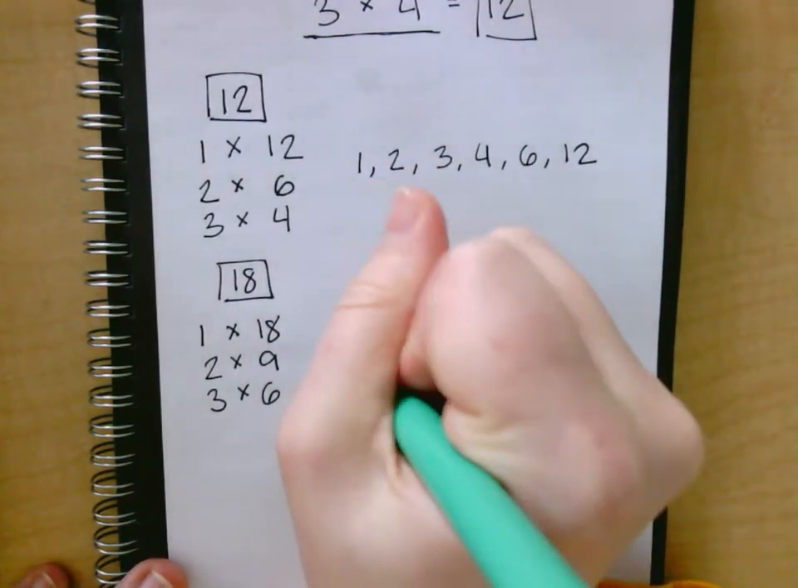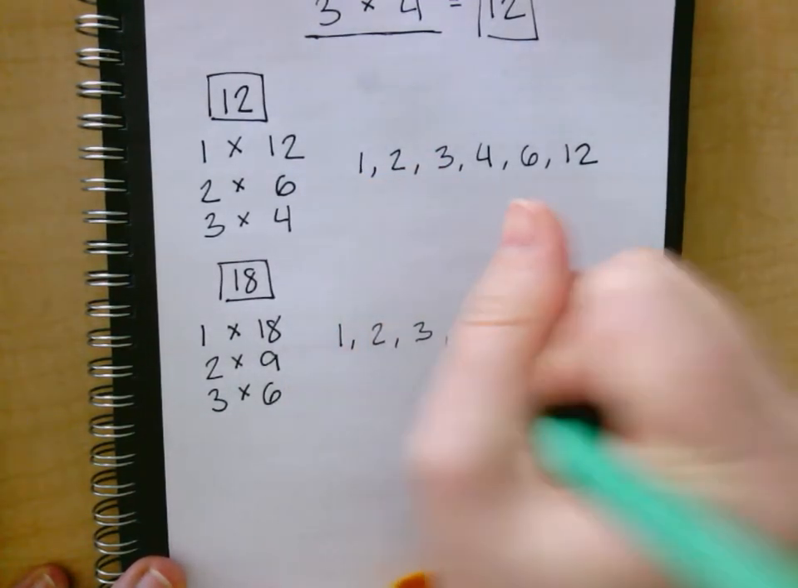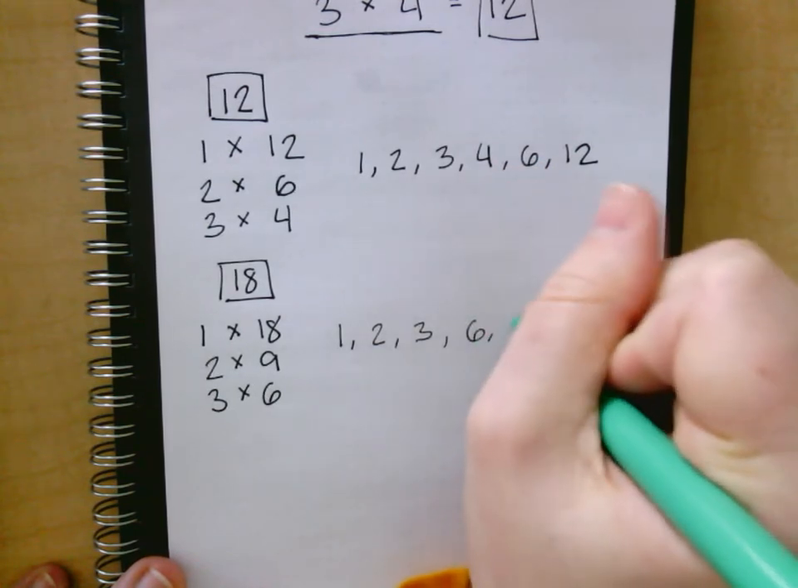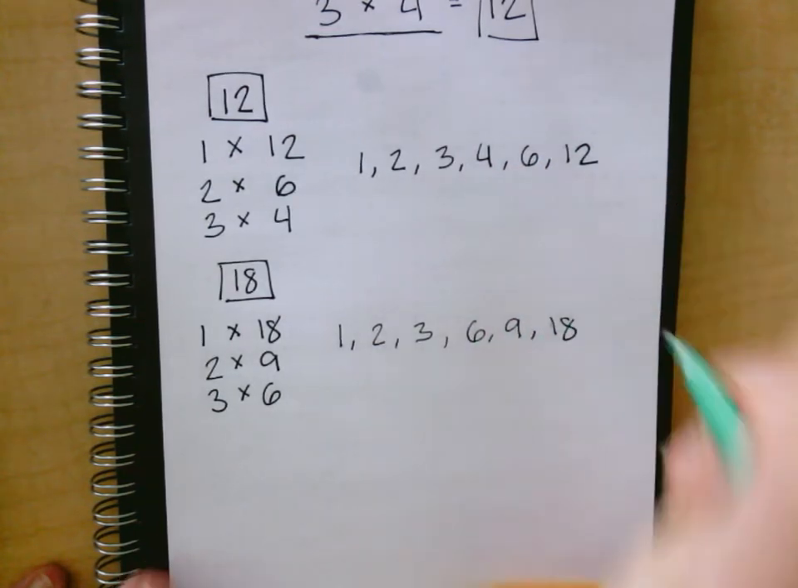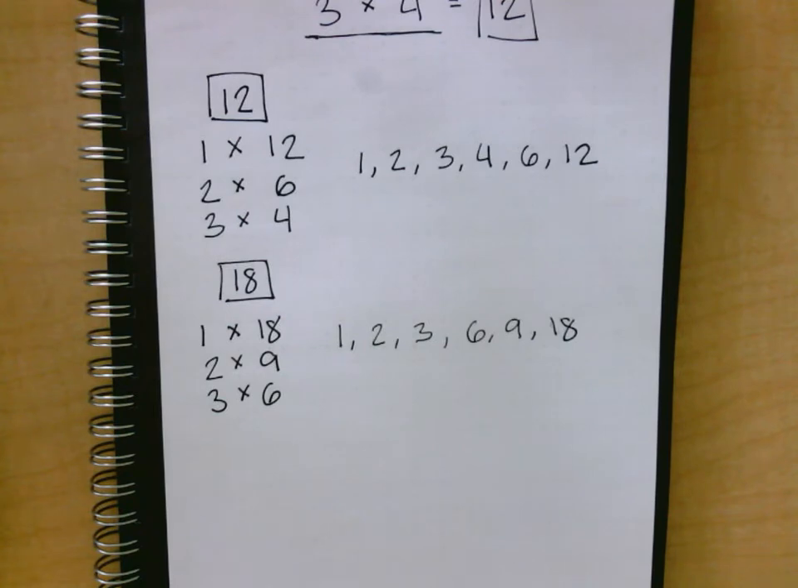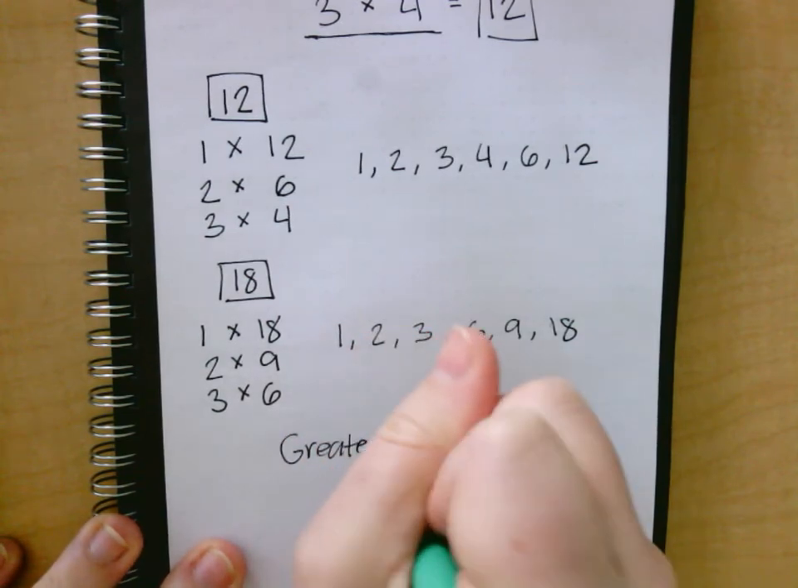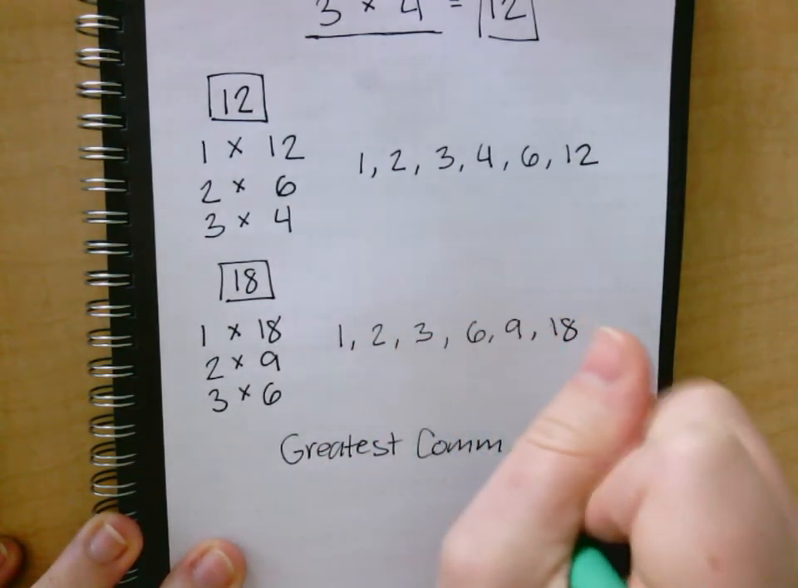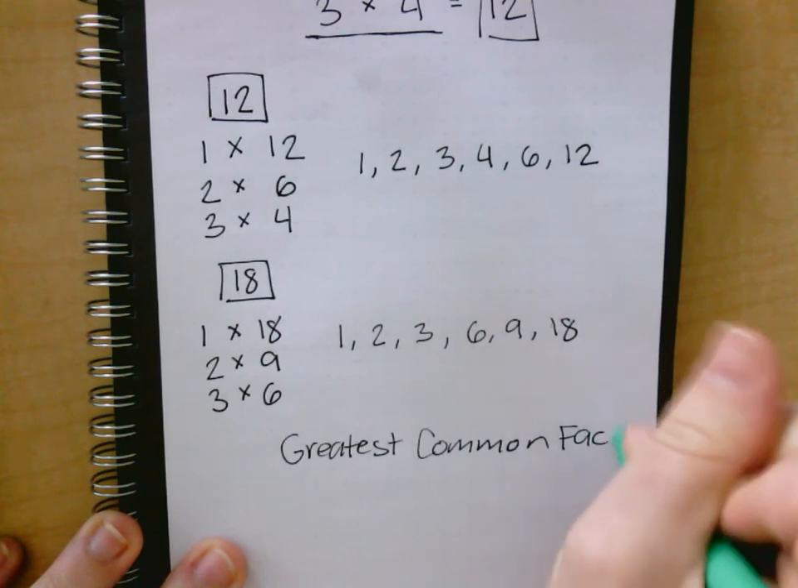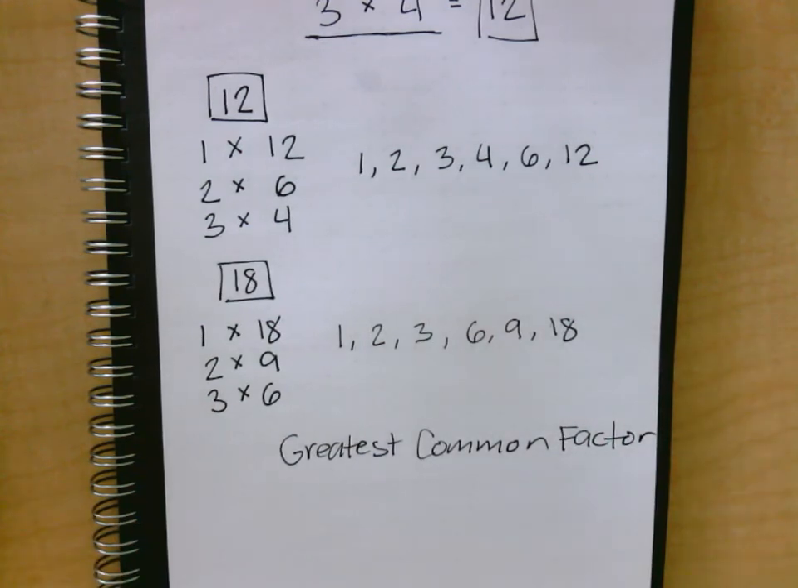So I'm going to list them out from least to greatest. 1, 2, 3, 6, 9, and 18 are all the factors of 18. Now, there's something we do that is called the greatest common factor. The greatest common factor is where you are finding the factor that is the greatest between two numbers.